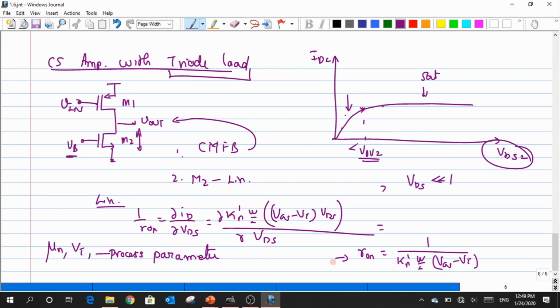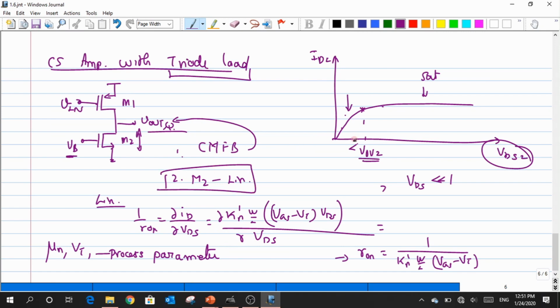Is there any other drawback that we can think of? What about the swing that I can have? What is the base value that I have for this output? Is it in the middle between VDD and ground? What we did is that in order to make this M2 get into linear region, the Q point of this device has to ensure that my M2 is in linear region.